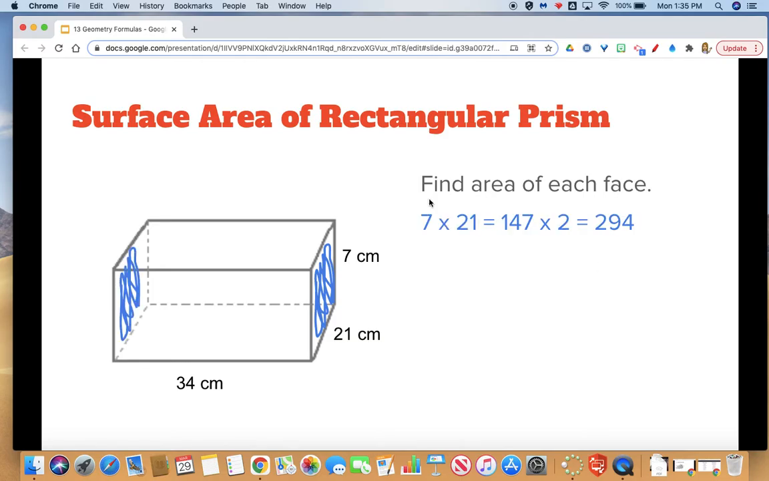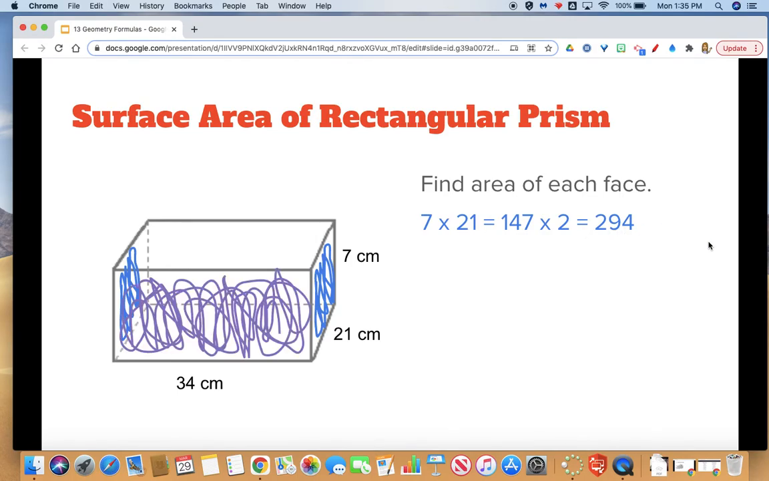And then I notice that I have the same rectangle on the other side of the prism. So once we get the total, 7 times 21 is 147 for this side's area. I'm just going to double that since I know I have the exact same figure on the other side. So I'll have two figures with that same area of 147, which gives us a total of 294.